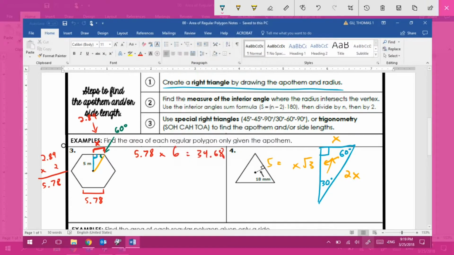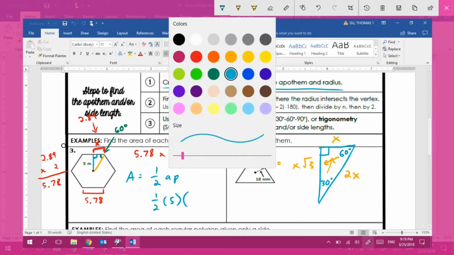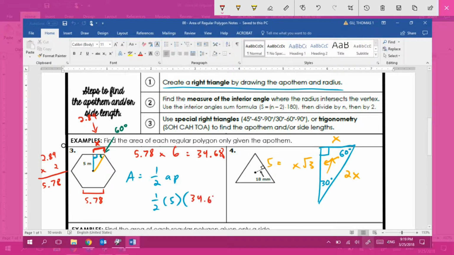So now, finally, I've got everything I need. My perimeter and my apothem. Area equals 1/2 apothem times perimeter. 1/2, what's my apothem? 5, times what's my perimeter? 34.68. There we go. Now just put this into the calculator and you're going to get 86.7. What are my units? Meters squared. And there you go. So try number 4 on your own.